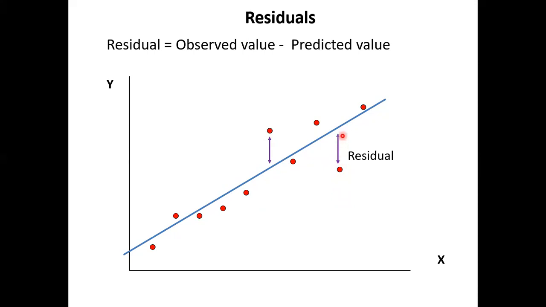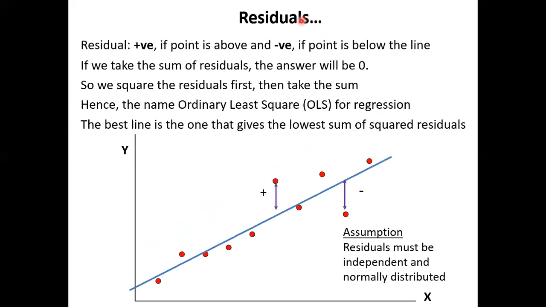So what's the best line? The line that minimizes the residuals. Some are above, some are below. So this will be a positive value, this will be a negative value. All the observations above the line are positive, and this will be negative. How good the model is, to a certain extent, depends on the residual. Right. So residuals are very important when it comes to regression.